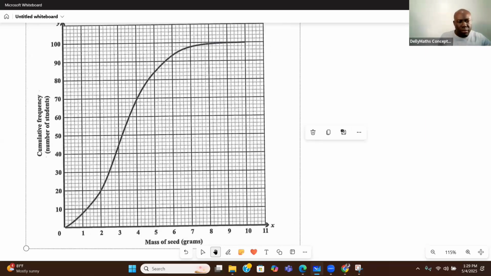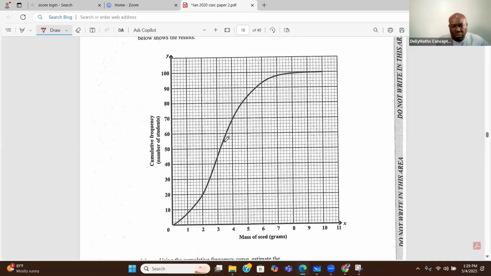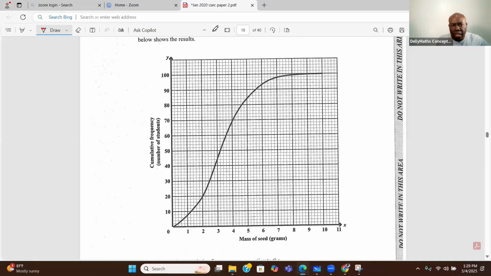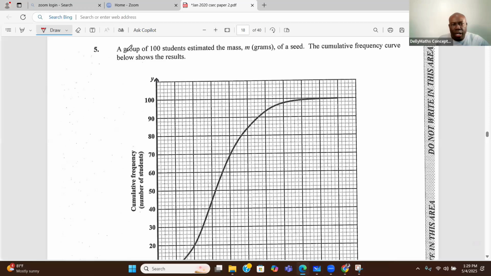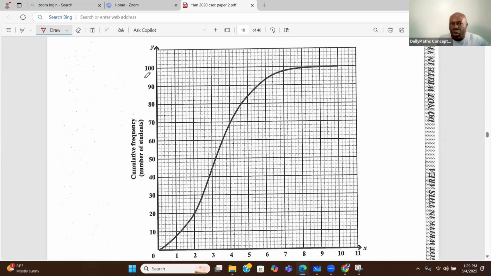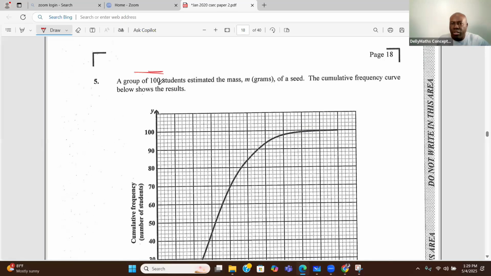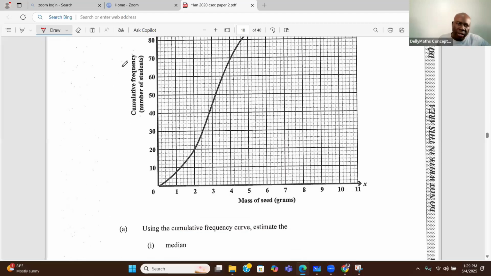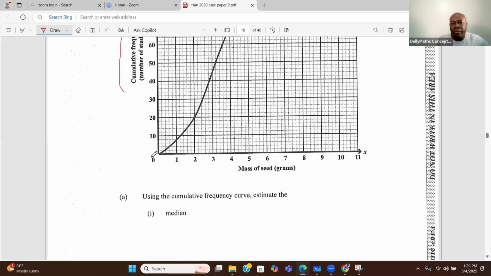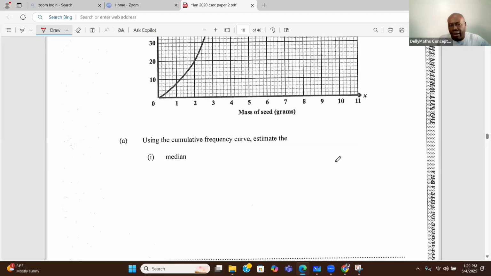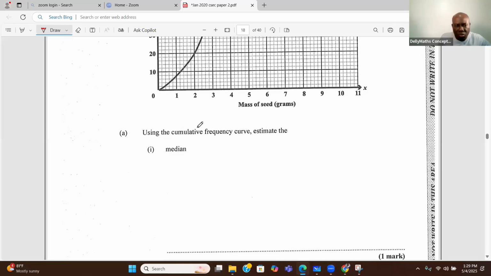All right. So let's go for the questions. I'm going to read. It says a group of 100 students estimate the mass of a seed. The cumulative frequency curve is shown below. So again, the group of 100 students. Here it is that we have the cumulative frequency, and then we have the mass, right? So it says using the cumulative frequency curve, estimate the median.